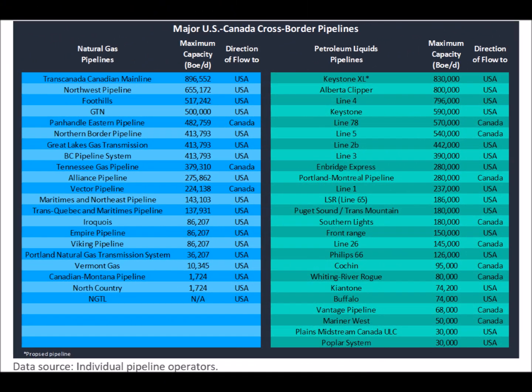A concise overview of the major cross-border pipelines that facilitate energy trade between the U.S. and Canada. It highlights the pipelines for both natural gas and petroleum liquids, listing their capacities and flow directions. The data reveals that many pipelines have significant capacities and flow primarily to the USA, indicating the substantial volume of energy commodities transported across the border. However, there are also pipelines with flow directions to Canada, suggesting a bidirectional exchange of energy resources. This overview underscores the crucial role these pipelines play in facilitating energy trade between the two countries and the interconnectedness of their energy infrastructure.